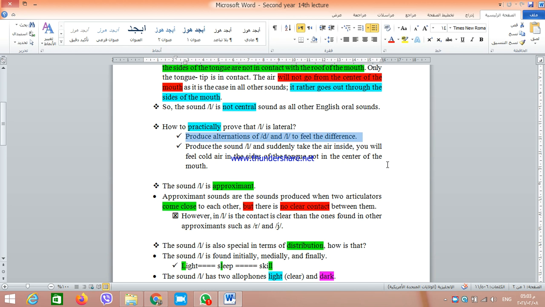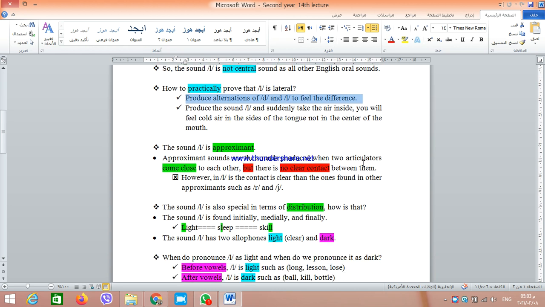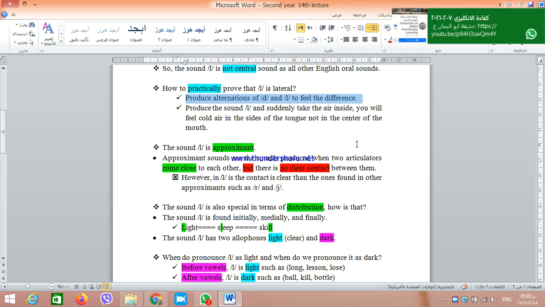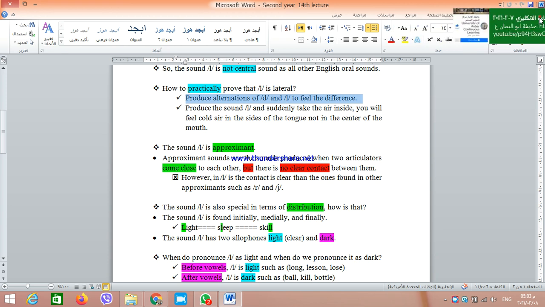So da is a stop sound while la is a continuous sound. Okay, we can go on pronouncing the sound as much as we have air in our lungs. So this is why la is called lateral. Lateral means that in the pronunciation of this sound, the air passes through the sides of the mouth rather than the center of the mouth.